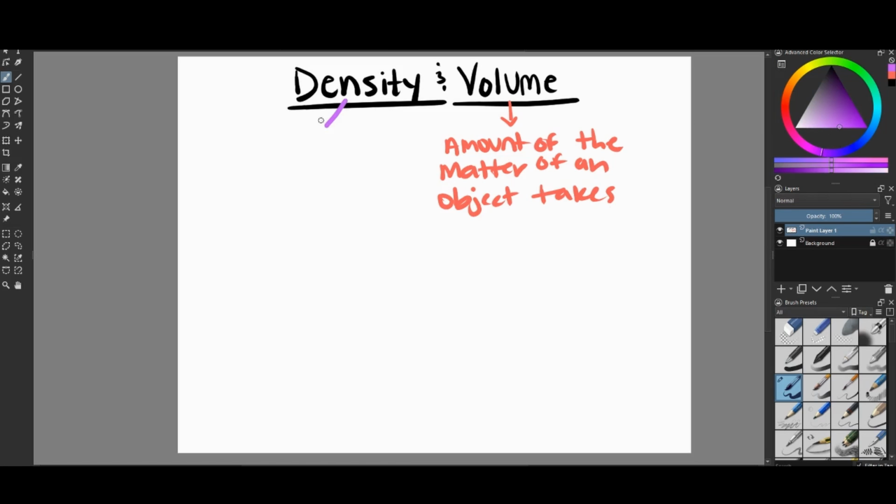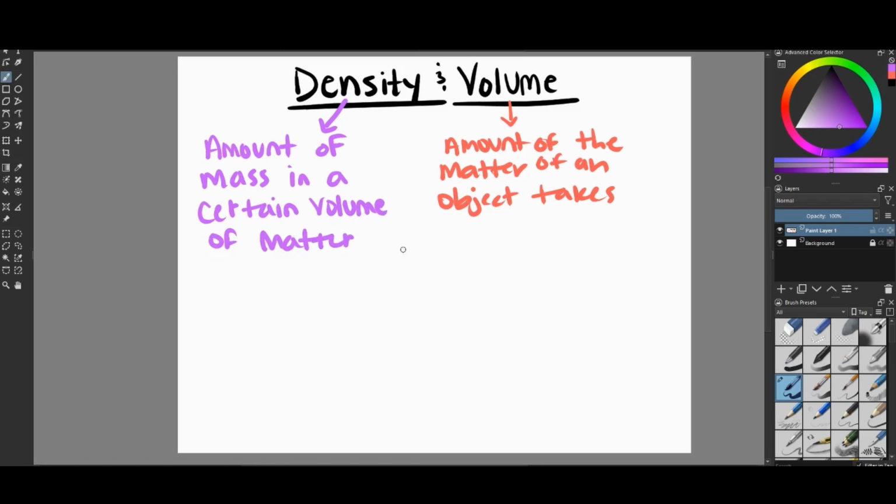For density, now this is going to sound a lot alike, but again, it is different. Density is the amount of mass in a certain volume of matter. Okay? So what this means is that we can have things that are the same volume even if they have different masses. So that's really what we're calculating when we're looking at density versus volume.